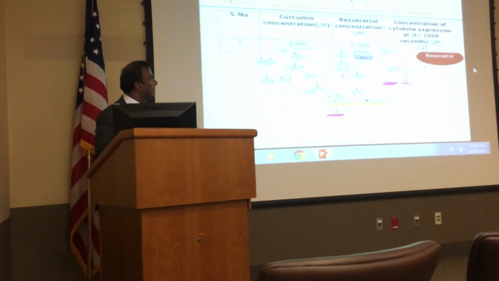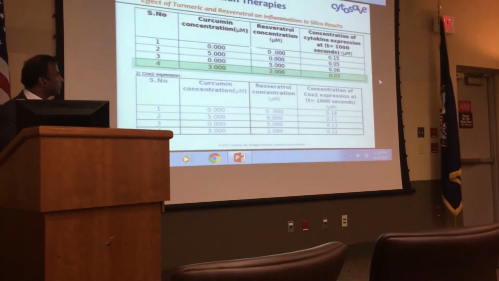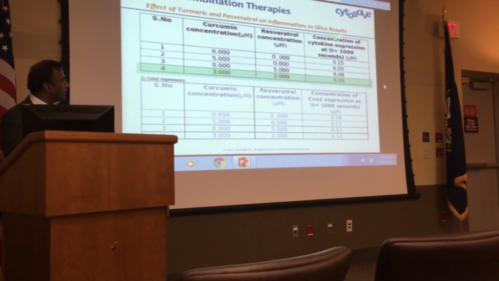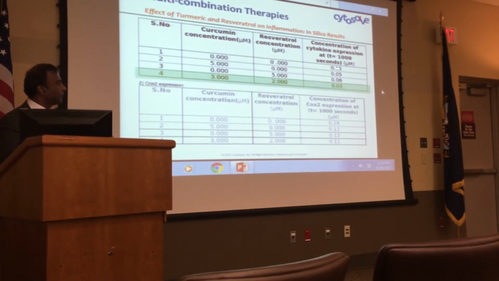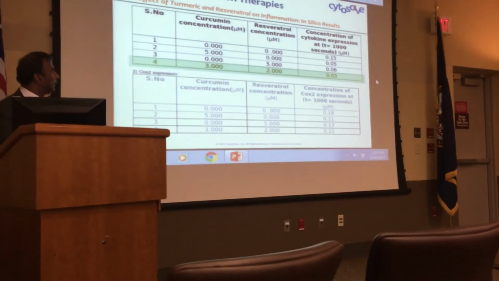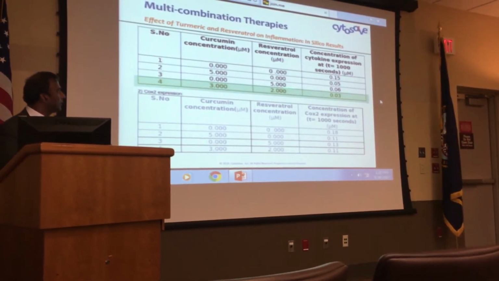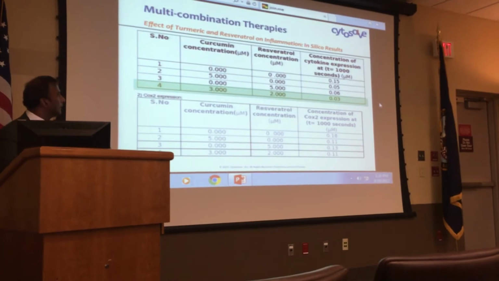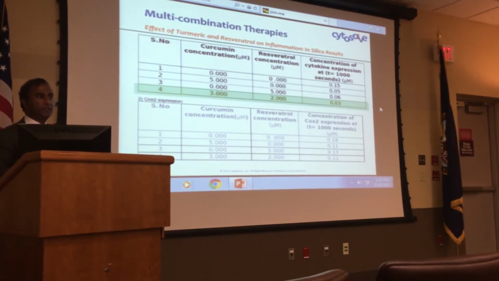But we said, could we actually do in silico experiments with Cytosol? And this is sort of a fun example here. The last column here, we're simulating an inflammatory cytokine, which is at 0.15. I'm not giving any curcumin, any resveratrol. This is control. Then I just give curcumin here, and you notice it drops. I just give resveratrol, it drops similarly. But this is what we call the synergistic effect.